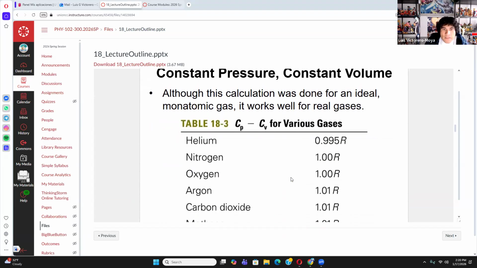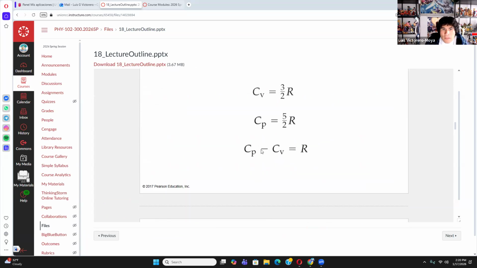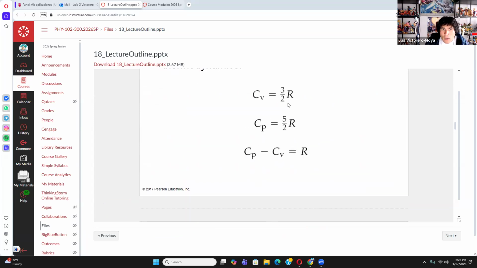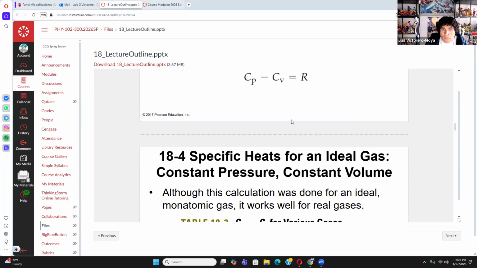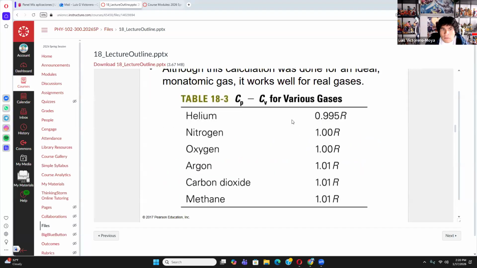This is Cp and Cv for various gases, depending on the type of gas. Remember, since this depends on the value of R, depending on the type of gas, you find that. Again, oxygen and nitrogen are a little bit higher because of the definition of Cp and Cv, but they are normally always close to R.